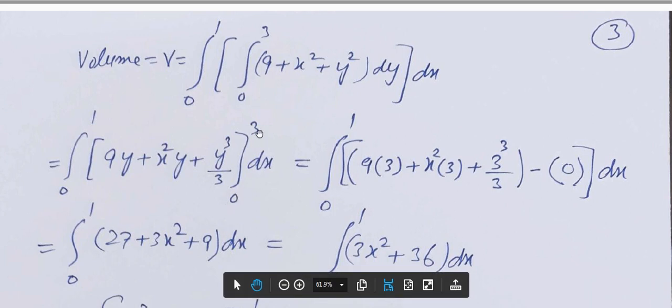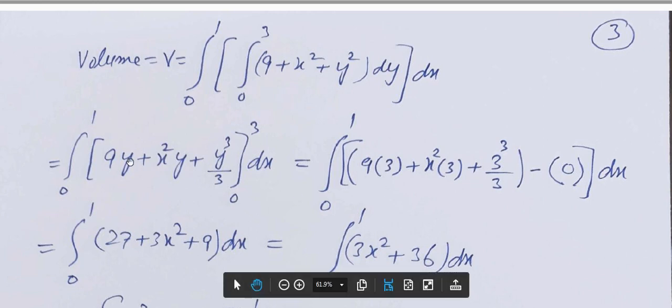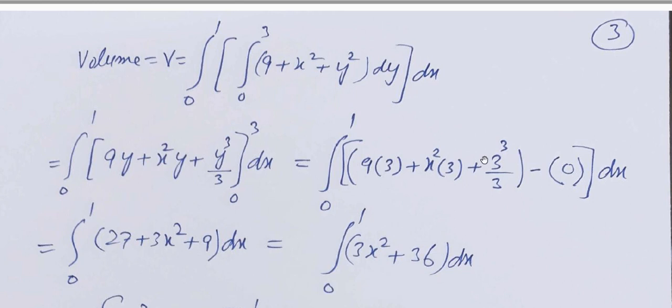So first you substitute 3, and then you substitute 0. So if you substitute here 3, so 9 into 3 plus x square into 3 plus 3 power 3 over 3 minus, if you substitute 0 here, so y is 0 here, y is 0 here, y is 0, so this all becomes 0.